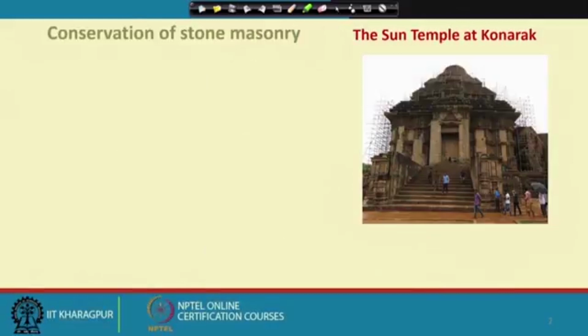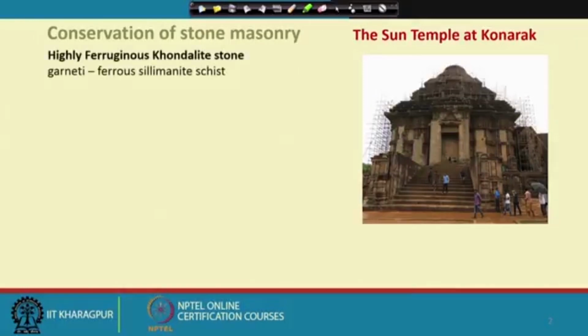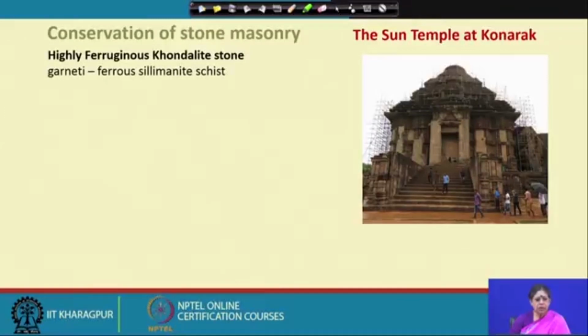Let us talk about the Sun Temple of Konark. It is a World Heritage Site. We have discussed that many times, and let us see what material it is made of. It is made of khondalite stone, a highly ferruginous khondalite stone. So it has a lot of iron within it. It is called garnetiferous material. Their iron content is what we have to understand in order to see what type of damage or decay is happening there.